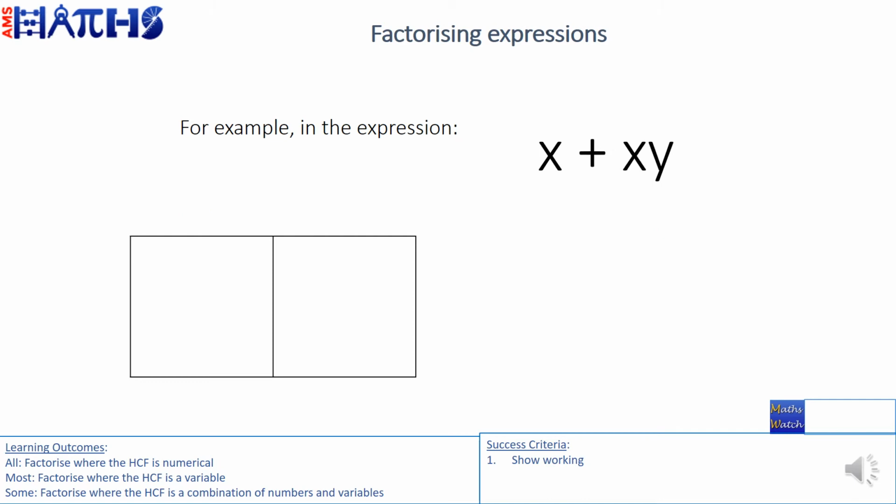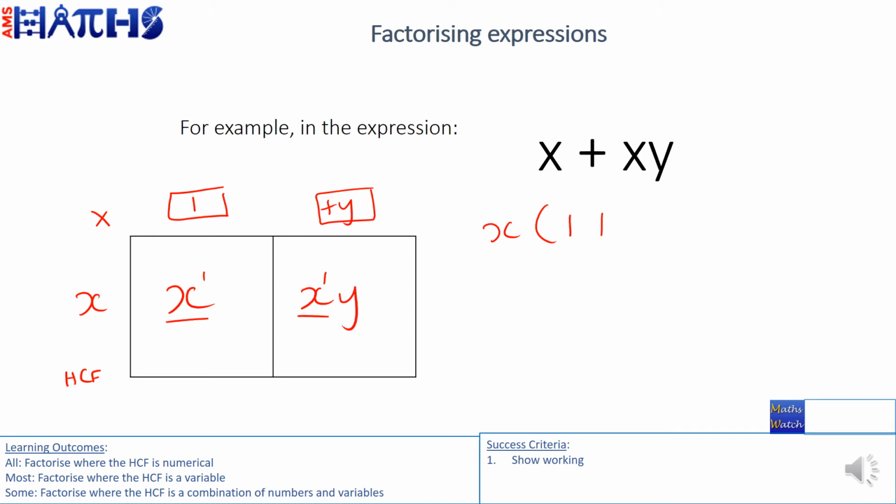Here's another example. Our terms will go inside our grid. We will identify our highest common factor. If we look at the terms, x is common to both, and so we just check for the powers. The power in x is 1, so our highest common factor is just going to be x to the power of 1. We don't need to write the power of 1 there. Then find the 2 terms which will multiply to give x and xy. X times 1 will give us 1x, and x times positive y will give us xy. So our answer is going to be x open bracket 1 plus y.